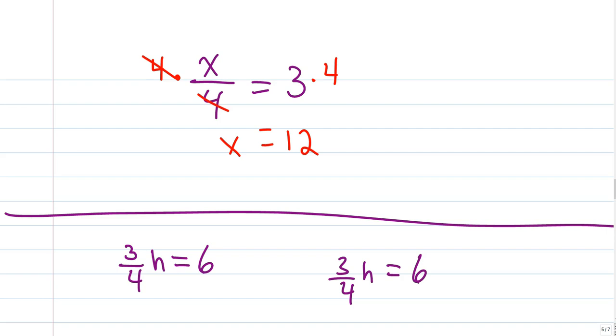And obviously we could check that answer. The 12 divided by 4 gives us 3. But I mean, that's just something to keep in mind, that to undo multiplying we use division, and to undo the division we use multiplication. They are inverses of each other.